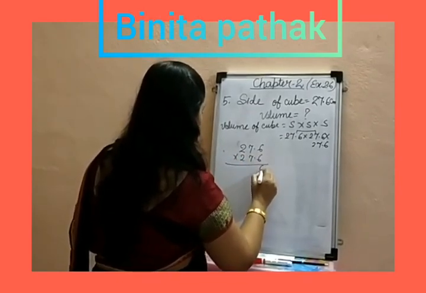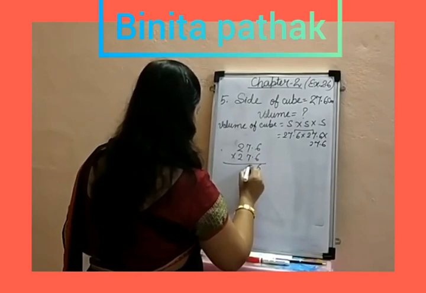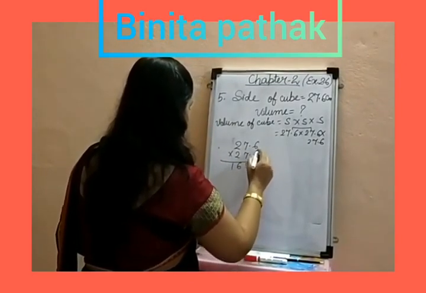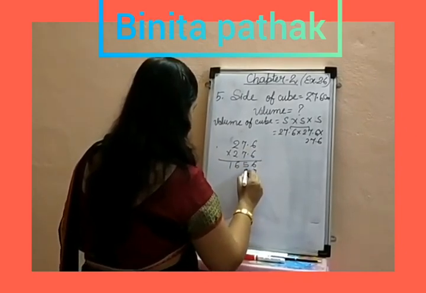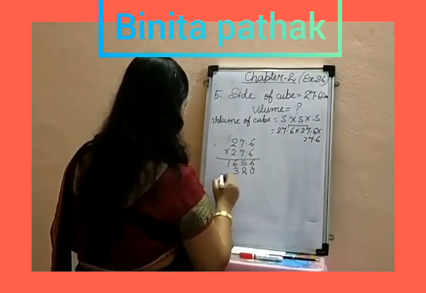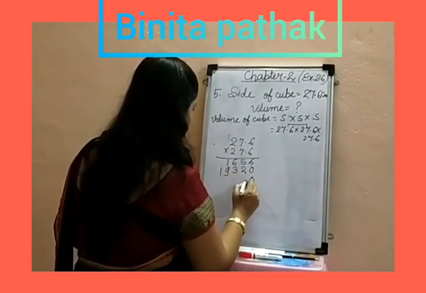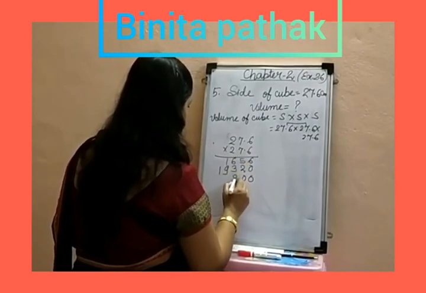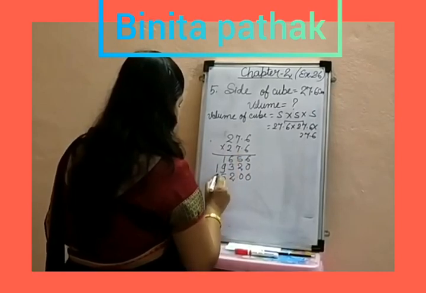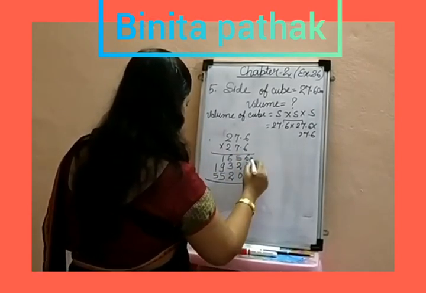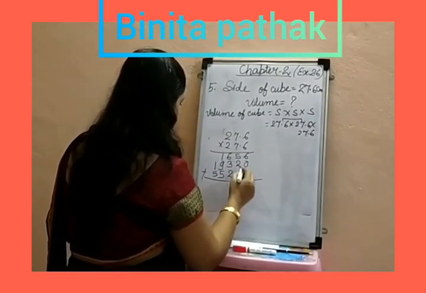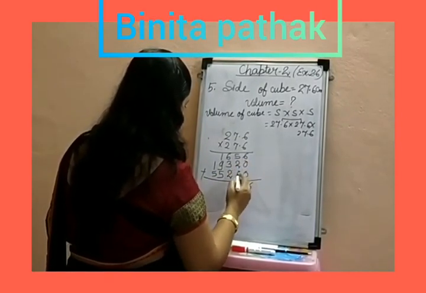6 sixes are 36, 6 here and 3 carried. 6 sevens are 42, plus 3 is 45, 5 here. 6 twos are 12, 14 and 1, 15. 5 here, carry 1. 2 twos are 4 and 1, 5. 6. 5 and 2, 7. 6 and 3, 9. 9 and 2, 11.